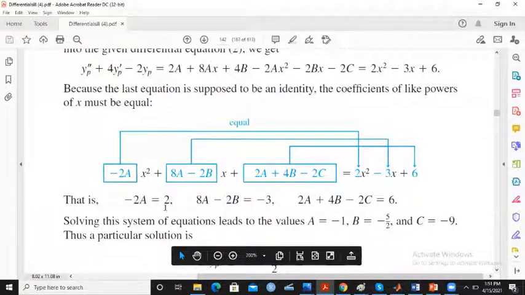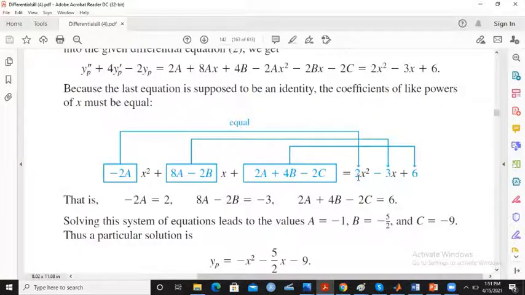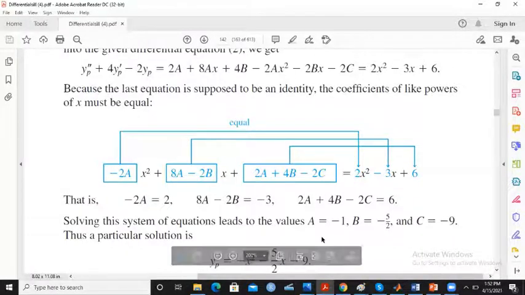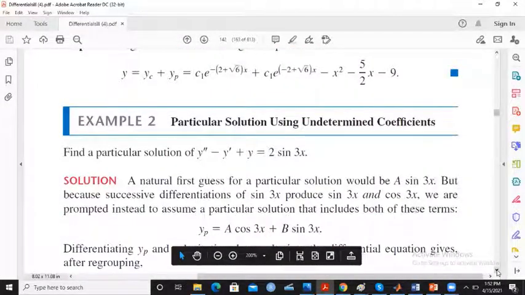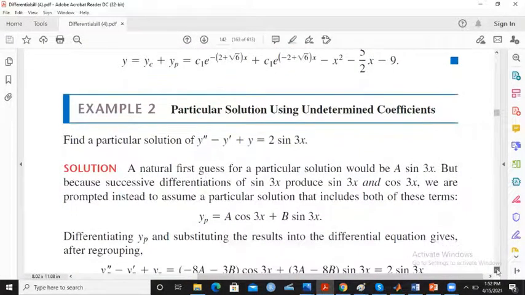You can see here that the x² coefficient is minus 2a, and on the right hand side the x² coefficient is 2. So compare these two terms: minus 2a is equal to 2. Similarly, 8a minus 2b and minus 3. Similarly, 2a plus 4b minus 2c and 6. Solve the three equations to find the three unknowns a, b, c, and you will be able to get yp. That is how we work for the particular solution.